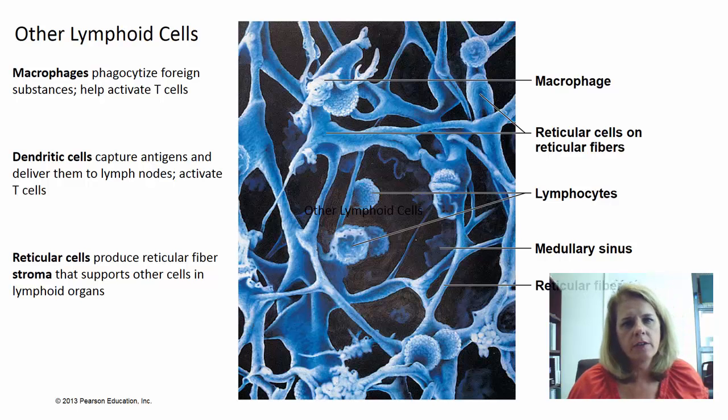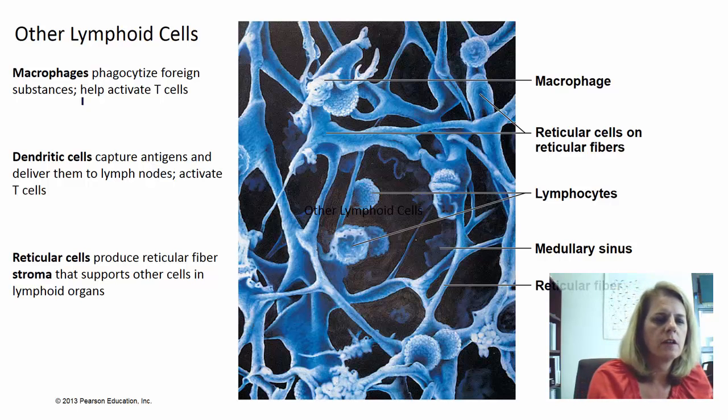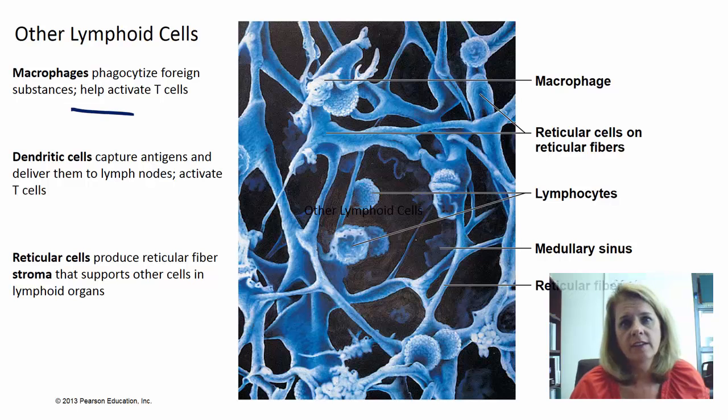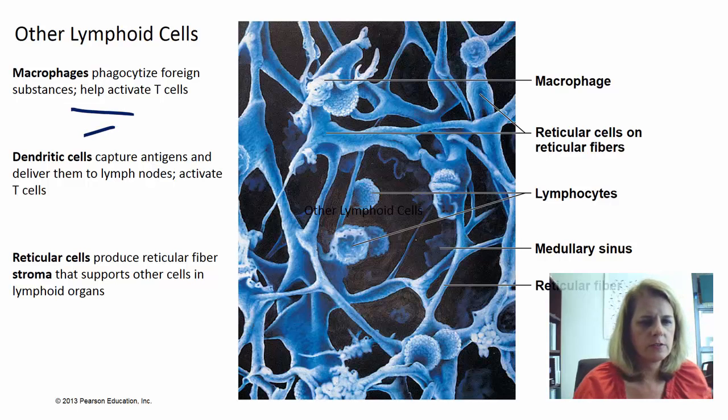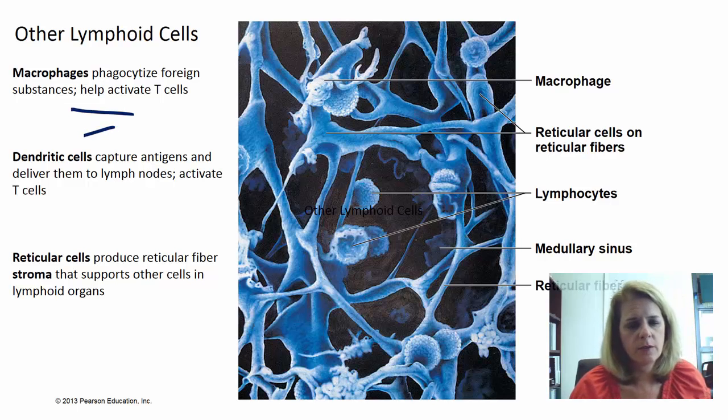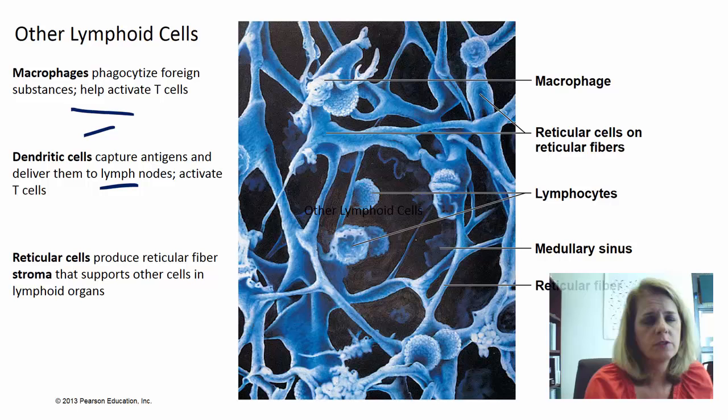There are a few other cells that are found in this, which are called lymphoid cells. You have macrophages. They're the ones that help phagocytize things. They'll actually help T cells do their job. You have what are called dendritic cells, and they can help the T cells. They capture antigens, so they capture things that are foreign and deliver them to the lymph nodes.